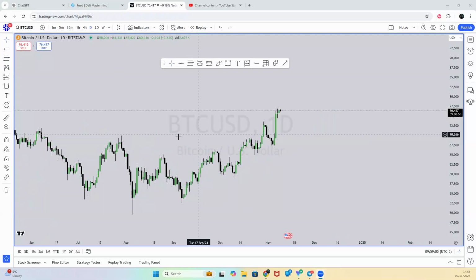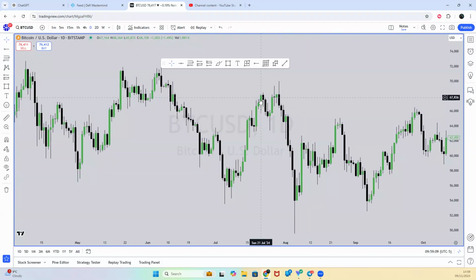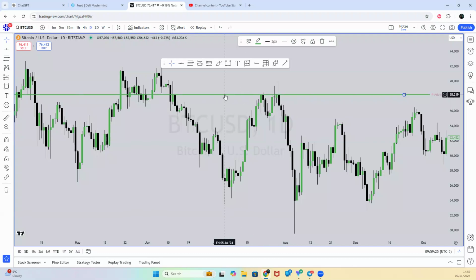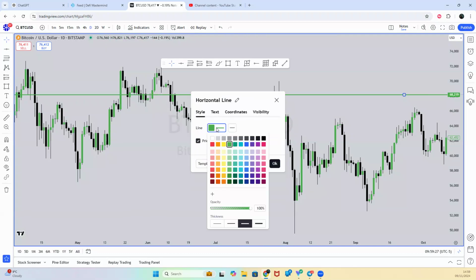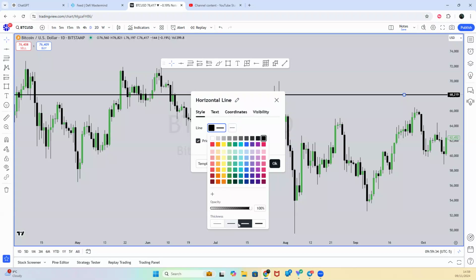If I zoom into what I mean by that, into this price action in here, I can see that these opens and closes are almost at exactly the same level. So for me, that would be worthwhile highlighting. Let's just change the style of this line here, make it slightly thinner.